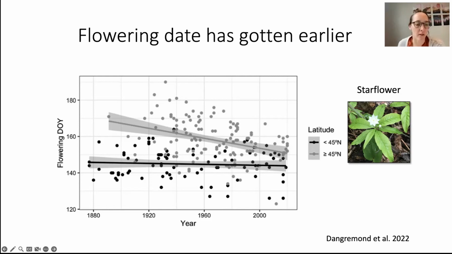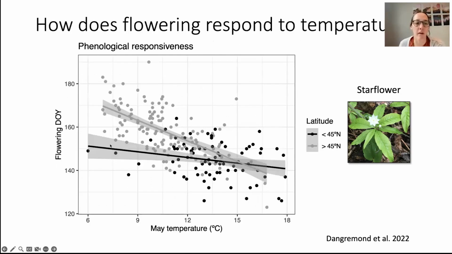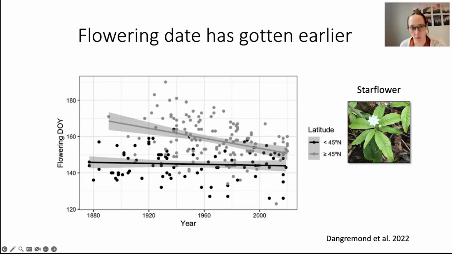And actually, if I go back and show you those slopes from the earlier graph, the slope for the northern populations in the northern part of the range is much steeper than the darker line here. So that could have something to do with what we're seeing with the northern plants shifting more than the southern plants.